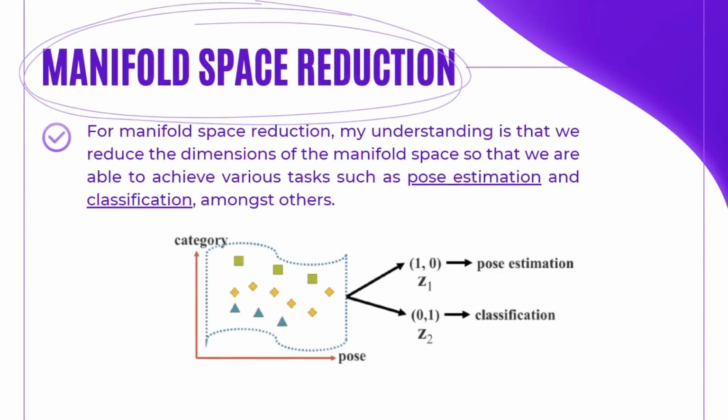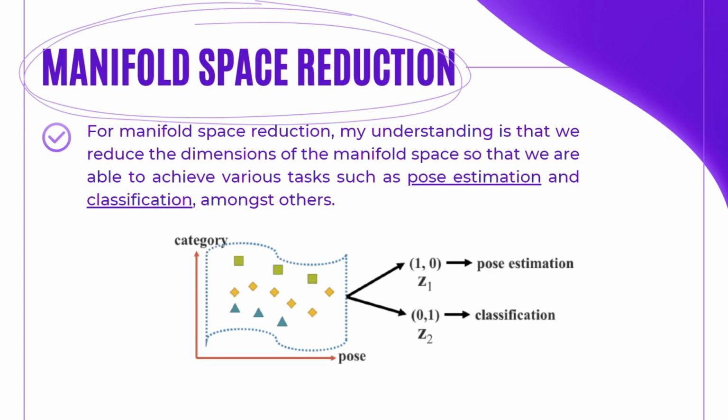Now, let's give a rough definition of some of the techniques used for implicit deep learning. So the first one is manifold space reduction. For this task, my understanding is that we reduce the dimensions of the manifold space so that we are able to achieve various tasks such as pose estimation and classification, amongst others.